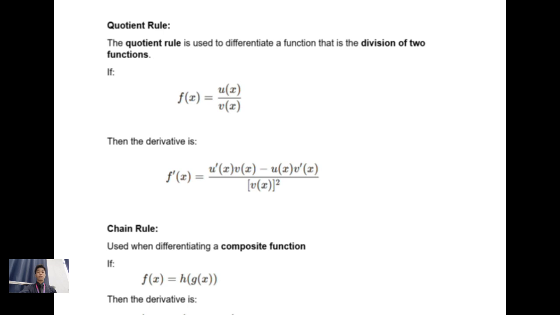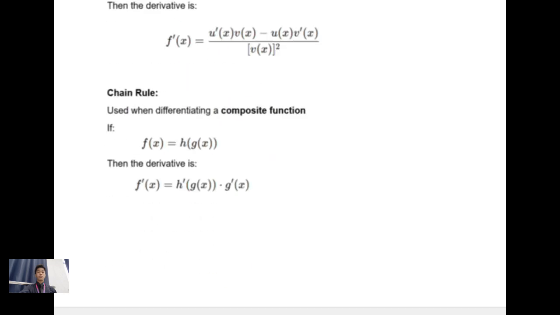Chain rule. Used when differentiating a composite function. f(x) equals h(g(x)), then the derivative of f(x) would be h prime(g(x)) times g prime(x). We would need to differentiate the outside function, keep the one inside unchanged, and multiply by the derivative of the inside function.